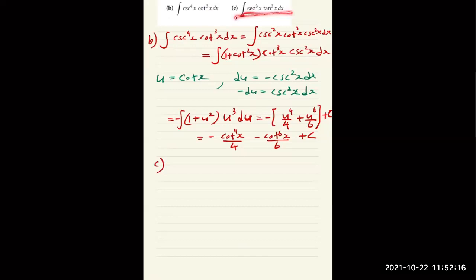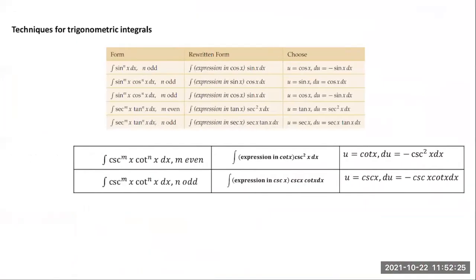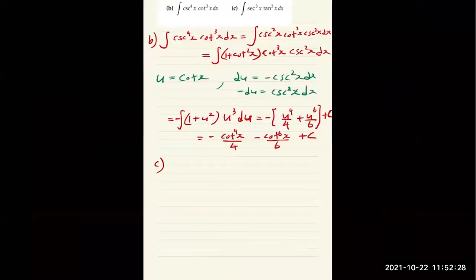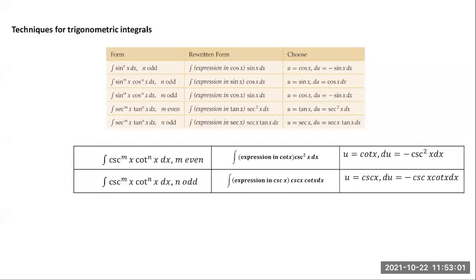How do you integrate secant cube x times tan cube x? Well, let's go to the table and find the correct substitution. As you can see, both powers are odd. So let's find the correct substitution from the table. Here is the substitution that we need to go with. When you have a product of secant and tan with both m and n odd, and n is odd, you can go with this substitution: u is equal to secant x.